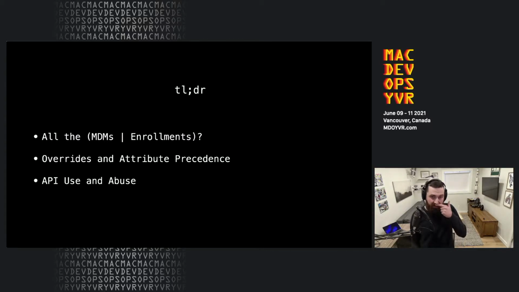So the TLDR of what we're going to get into is MDM enrollments, which is how Simple words it. Overrides and attribute precedence, and how that can help in a fleet management scenario. And then how to use and abuse an API, how to really utilize an API on your MDM to bridge your actual logic and reduce manual lift.